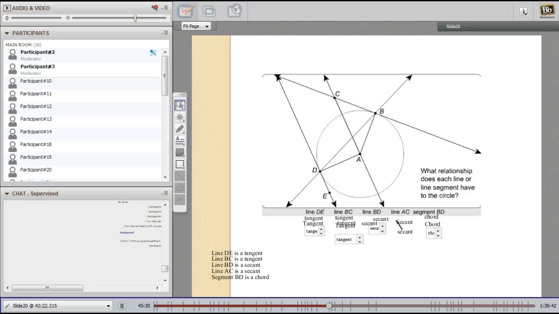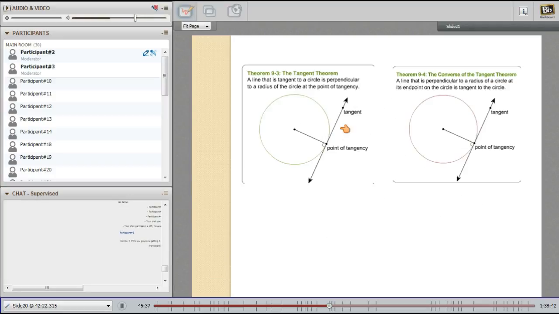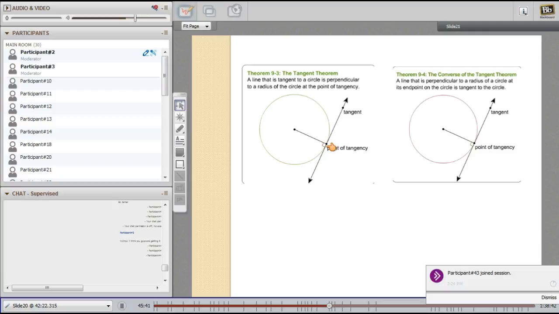Okay, the tangent theorem. A line that is tangent to a circle is perpendicular to the radius. So at that point of tangency, where that radius intersects with the tangent, it's perpendicular, so it forms 90-degree angles. Okay? And then the converse of the tangent theorem, a line that is perpendicular to a radius of a circle at its endpoint is a tangent to the circle. Okay, so the radius and the tangent are perpendicular to each other. So they form 90-degree angles.